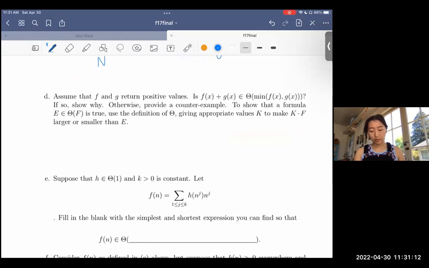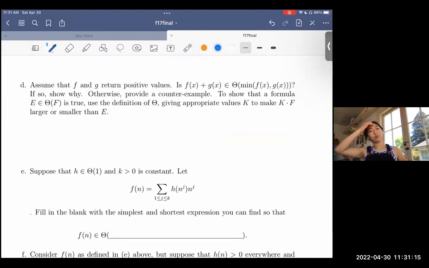Now we have 6D, and so it says, assume that f and g return positive values. Is f plus g in the set of all functions that are bounded by, like perfectly theta bounded by, the minimum between f and g? If so, show why. Otherwise, provide a counterexample, and to show that a formula E is in the set of theta f is true, using the definition of theta bounds, give appropriate values k to make k times f larger or smaller than e.